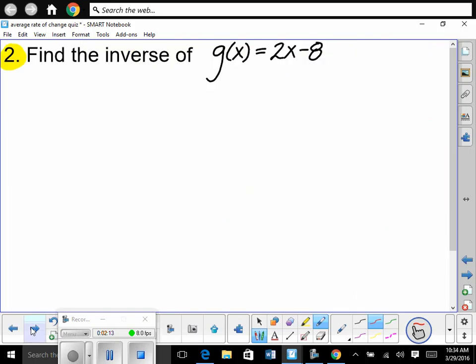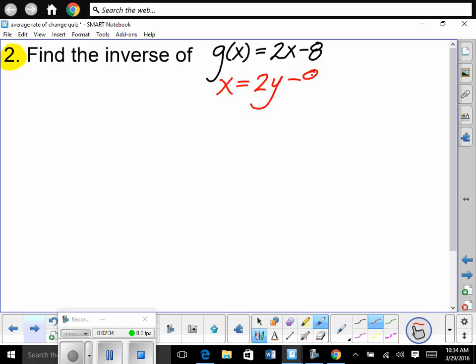Okay, next one. Number 2, it says find the inverse. Guys, it does not say find the average rate of change. It was weird that a lot of people didn't know how to do this. This is pretty easy. Find the inverse of g of x is equal to 2x minus 8. What's our first step when finding an inverse? Awesome. Switch x and y. So we have x is equal to 2y minus 8.